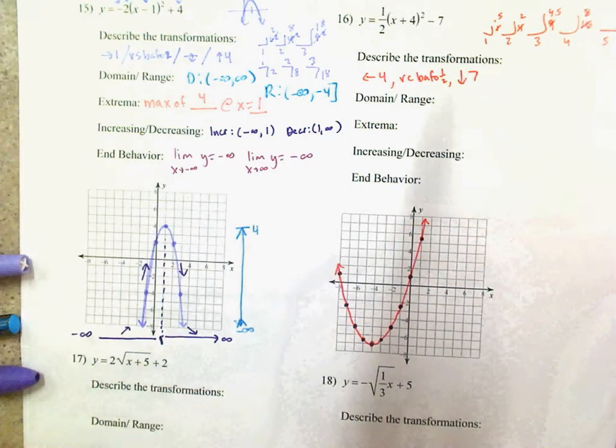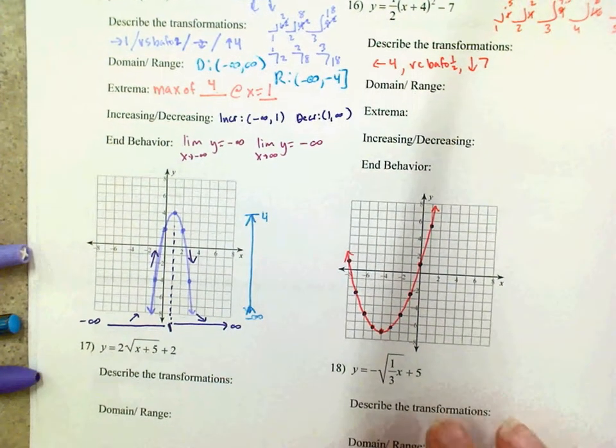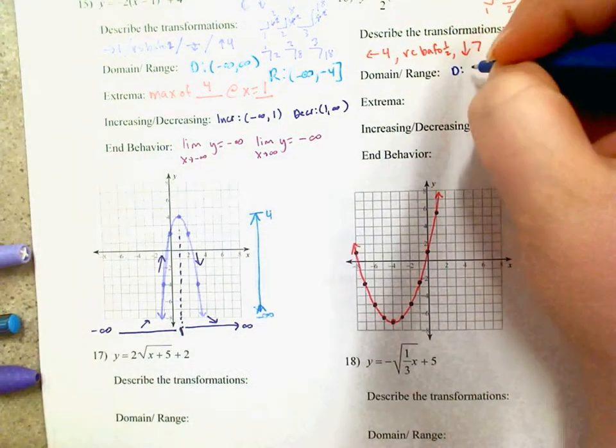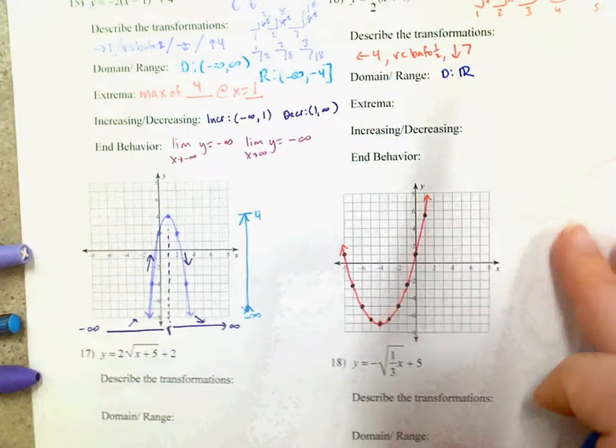Okay, my domain and range. Domain is how far left and right the function goes. My domain is all real numbers, or double bar R. It goes from negative infinity to positive infinity. It goes left, it goes right.